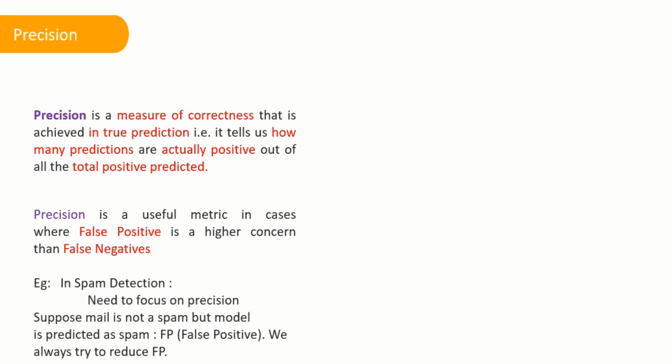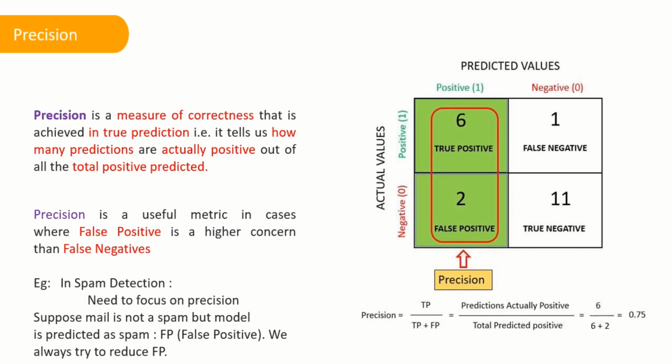Let us suppose in spam detection, we need to focus on precision, because suppose a mail is not spam but the model predicted it as spam. So we have to be very careful here. We always try to reduce the false positives. So how is precision calculated? It is calculated as true positive divided by true positive plus false positive.